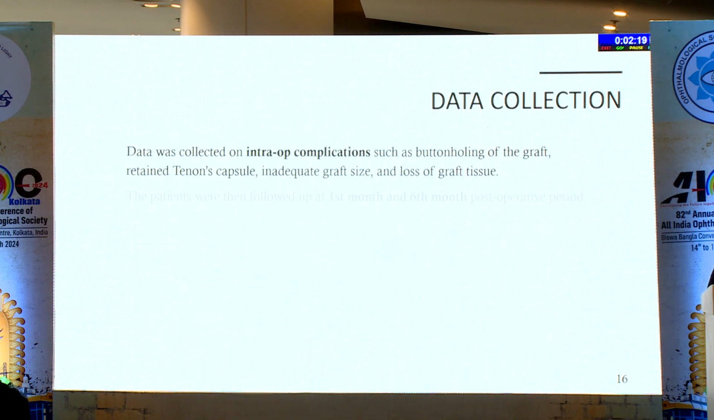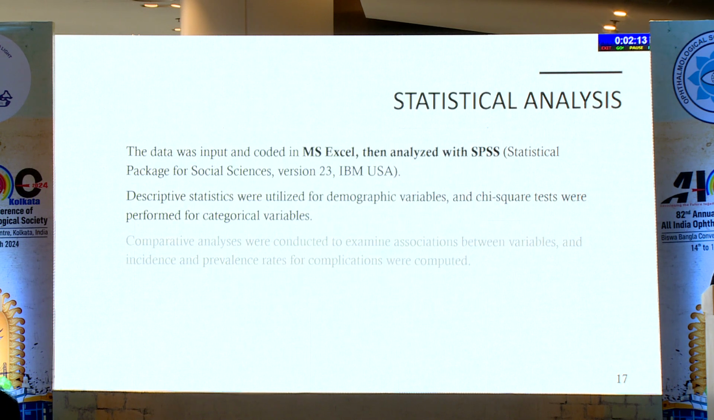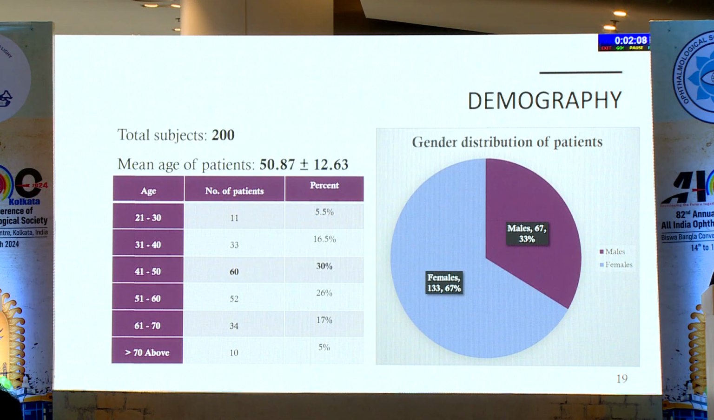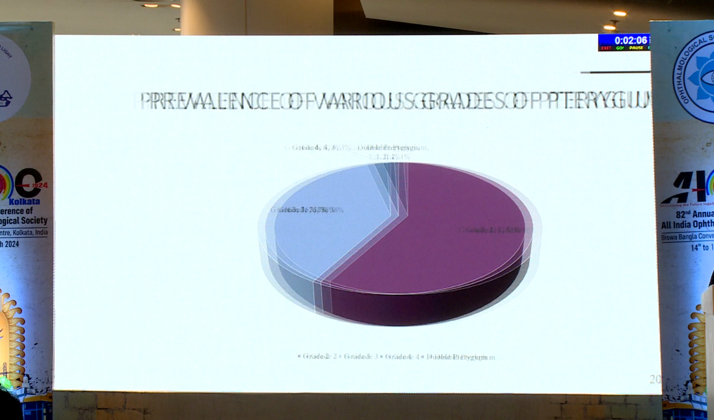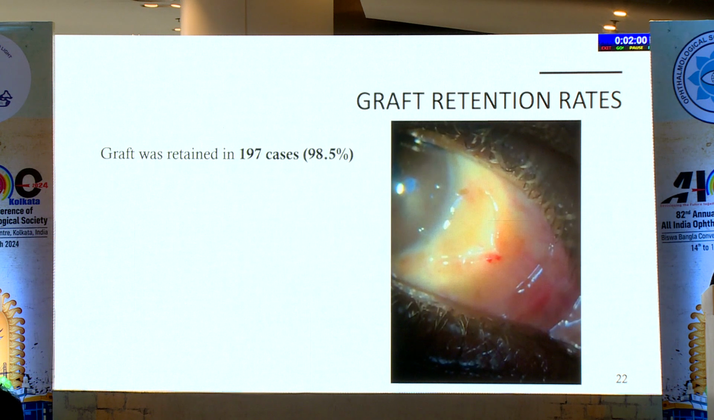as an adhesive. So data was collected on intraoperative complications and on postoperative 1st and 6-month complications, and retention rates were collected. Data was analyzed using SPSS. So coming to the results, we had 200 patients with a mean age of 50 years with a female preponderance, and grade 2 was the most common pterygium we saw. The only intraoperative complication was buttonholing in 3 cases. Graft was retained in 197 cases.